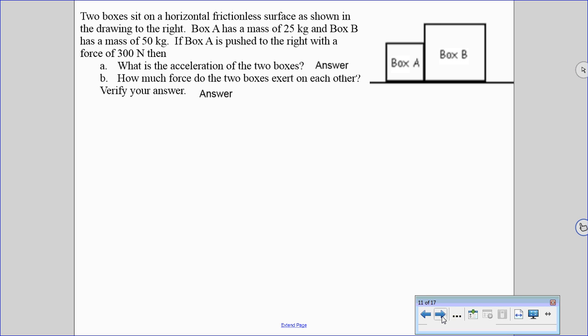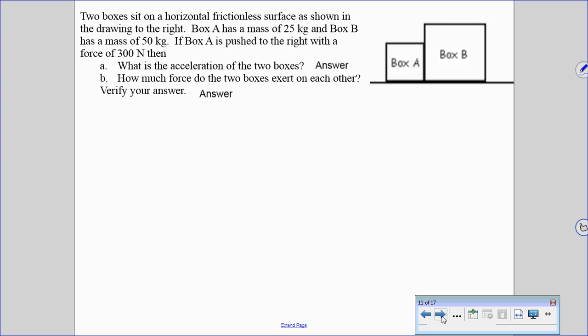There are questions very similar to this on your 5-3 homework. Eventually it'll get more complicated, we'll throw friction in and stuff, but this is the bare bones system of objects problem. All right, so here we go.